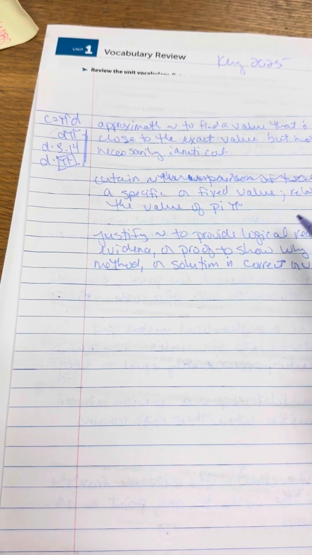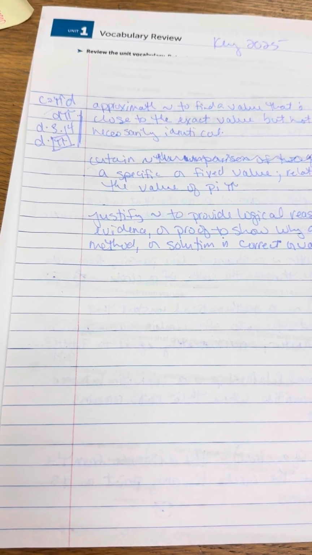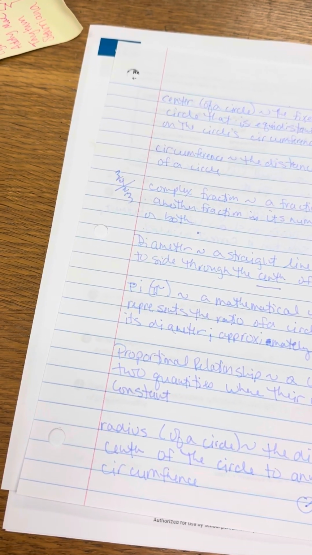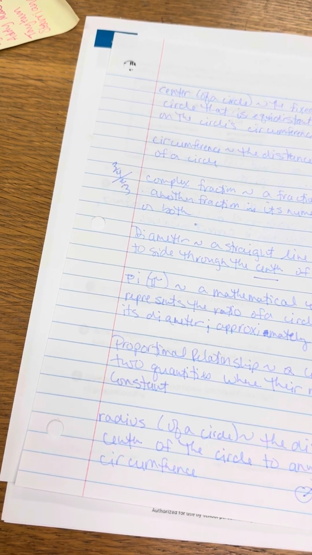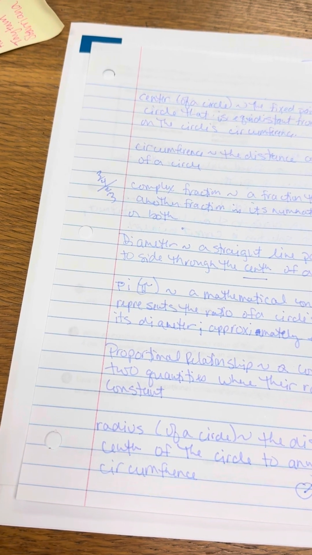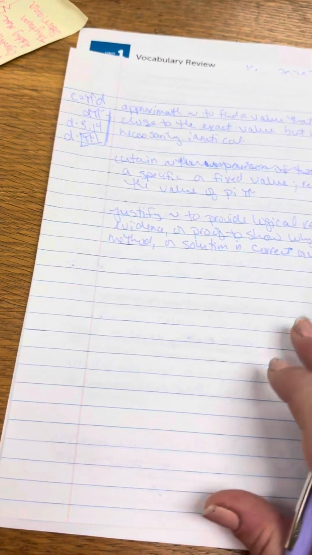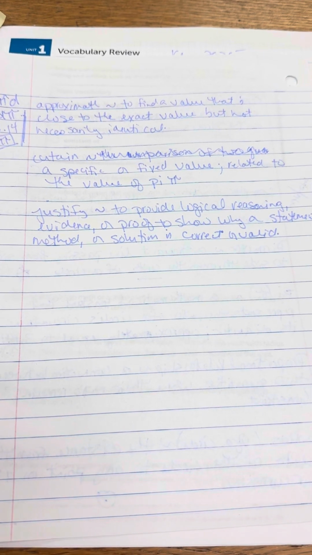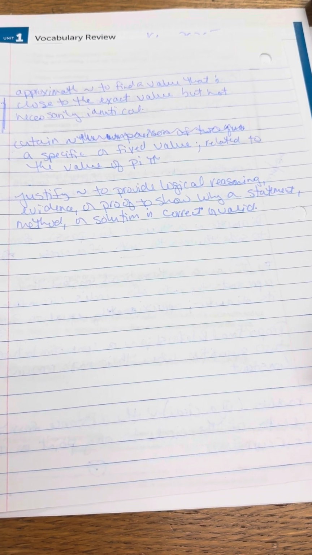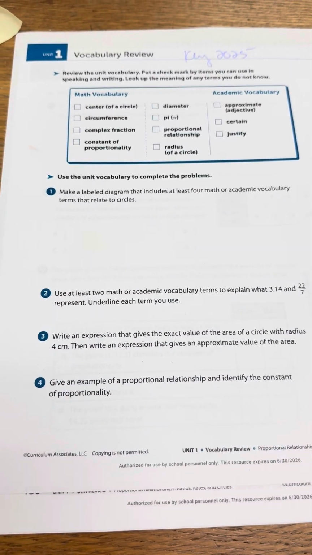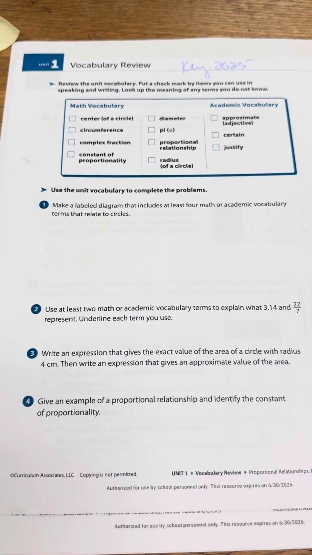Okay. Certain then is a specific or fixed value related to the value of pi. So if we go back and look at pi, a mathematical constant that represents the ratio of a circle's circumference to its diameter. Okay, so it's just that certain point. Justify then, to provide logical reasoning, evidence, or proof to show why a statement, method, or solution is correct or valid.